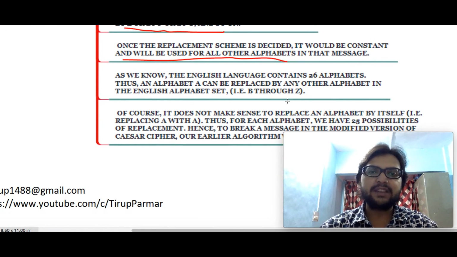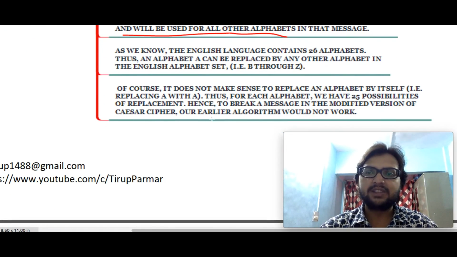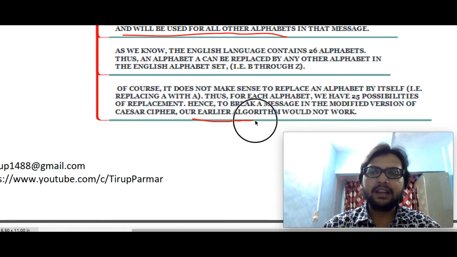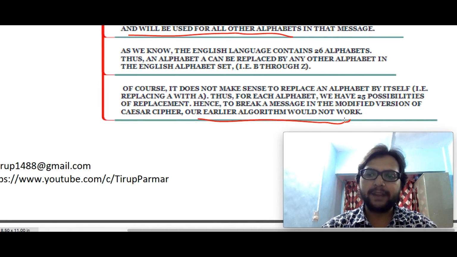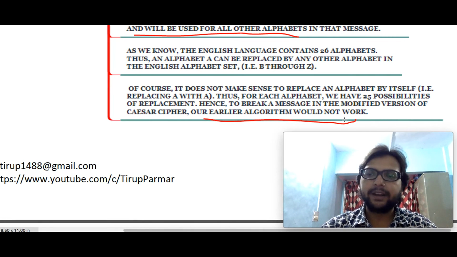Here, as you can see, of course, it does not make sense to replace an alphabet by itself, that is, replacing A with A. Thus, for each alphabet, we have 25 possibilities of replacement. Hence, to break a message in the modified version of Caesar Cipher, our earlier algorithm would not work. If someone wants to break this particular message, then a maximum of 25 tries is needed, and within those 25 tries, one is going to be successful.